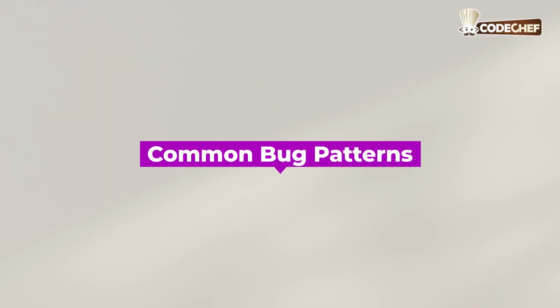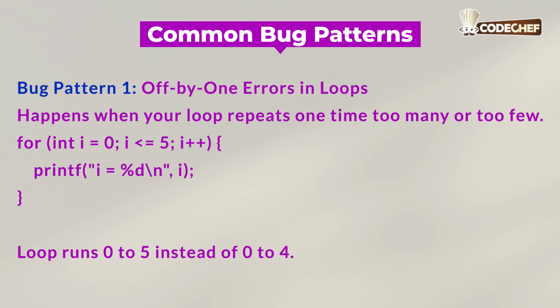Common bug patterns. These are mistakes that occur very often in real programs. Understanding them helps you debug faster. Bug pattern 1: off-by-one errors in loops. It happens when your loop repeats one time too many or too few. In this example code, you can see that the loop runs 0 to 5 instead of 0 to 4.